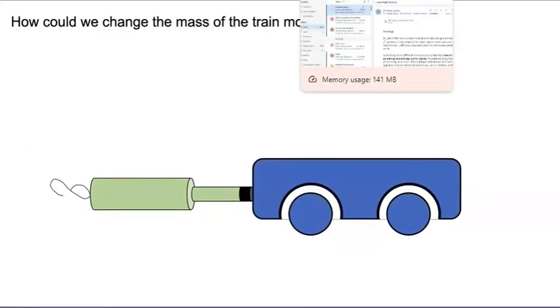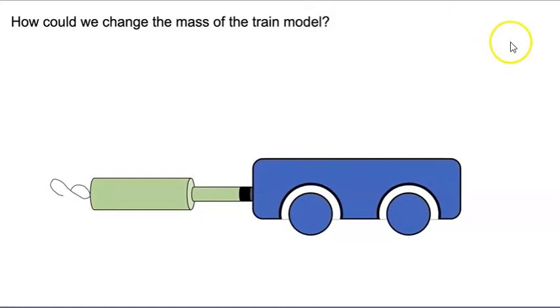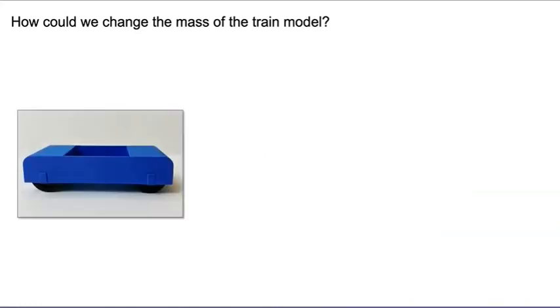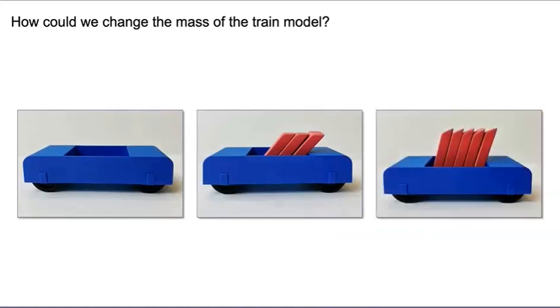How can we change the mass of the train model? Maybe we could put something inside the train model to increase the mass. Hey, I know. Let's use erasers. We can change the mass of our train model by adding different numbers of erasers to the model. We will keep everything else the same as in our last train model investigation.